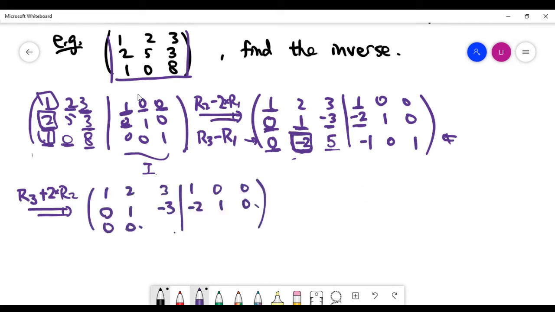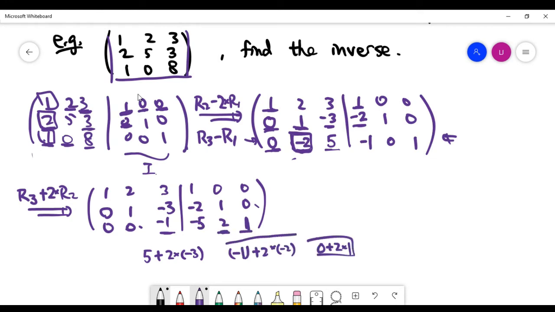And let's do the remaining spots here. For example, this number is what? This number is row 3, which is 5, plus 2 times minus 3, which is minus 1 altogether. And similarly, for the remaining spots, we have these numbers like this. For example, you get 2 because of this, and you get minus 5 because of this. So you have to check it yourself.